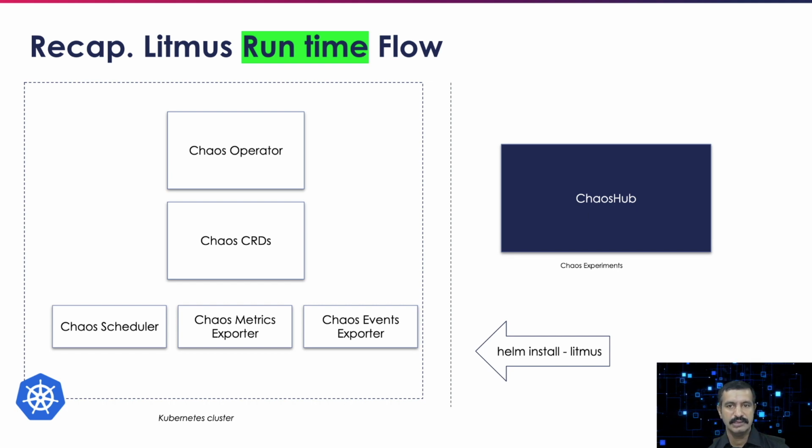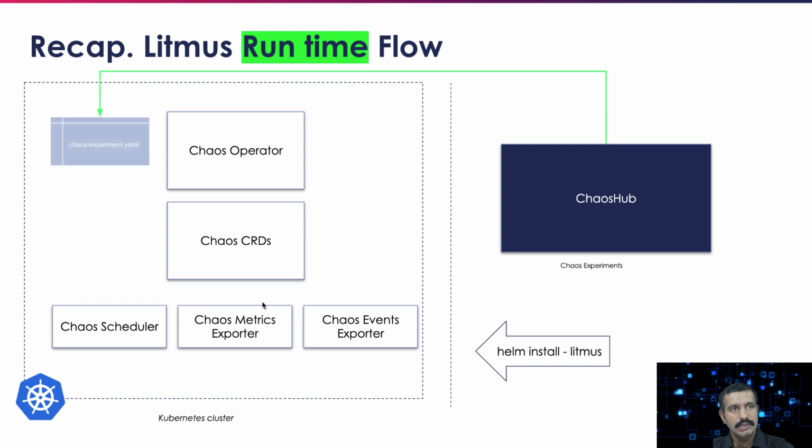So let's do a quick recap of what happens when you do a chaos experiment run. When you install, these are the components that are already available on your cluster, and Chaos Hub is out there with a certain set of experiments that are readily available. And on the cluster, you have an operator and CRDs and some metrics exporters or events exporter.